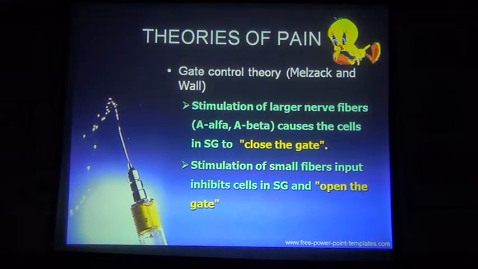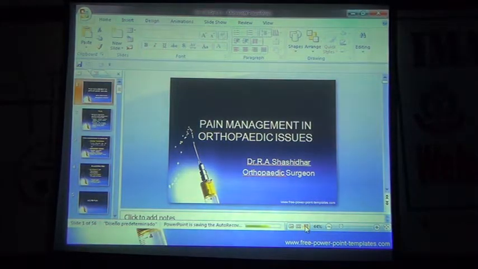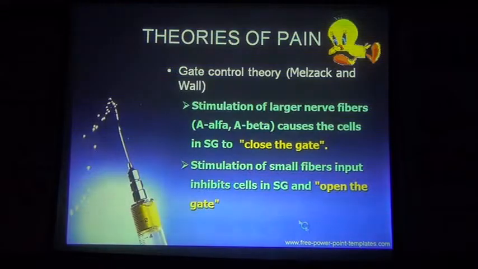Coming to the theories of pain, the well-known theory is the gate control theory, described by Melzack and Wall. Here, stimulation of large nerve fibers, which are A alpha and A beta fibers, closes the gate. If the gate is closed, further pain stimulus cannot be perceived by the central nervous system. At the same time, stimulation of small fibers opens the gate, so these patients will have an enormous pain stimulus. Next.